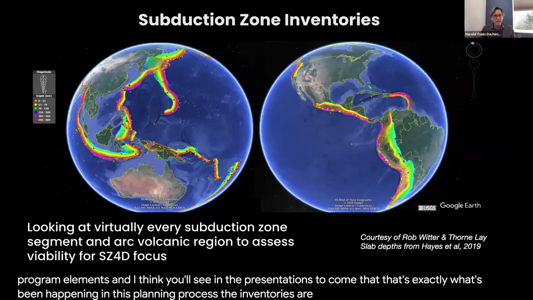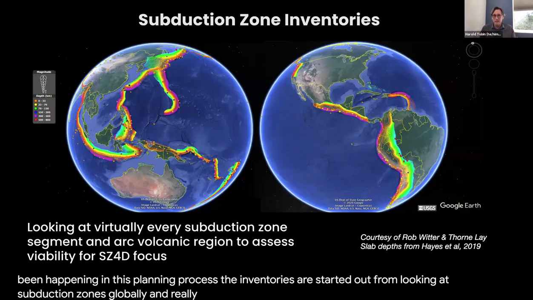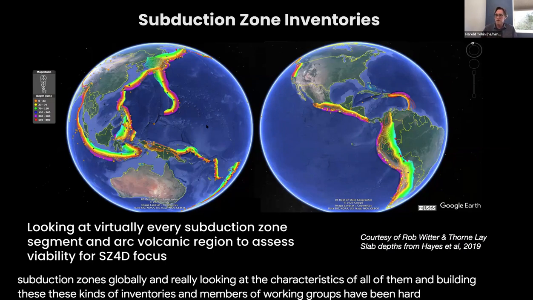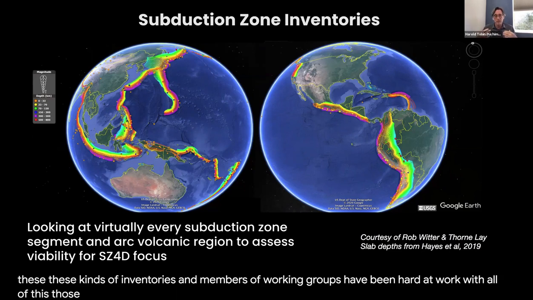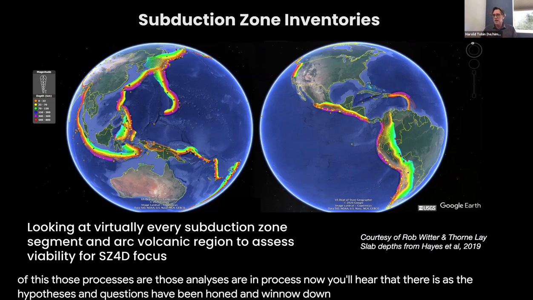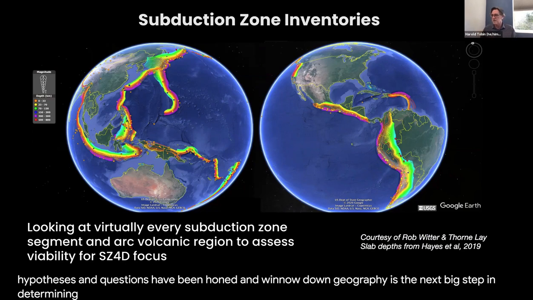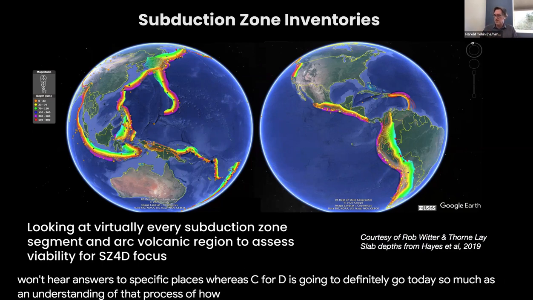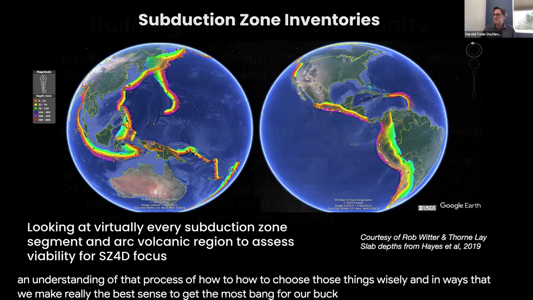The inventories started out from looking at subduction zones globally and really looking at the characteristics of all of them and building these kinds of inventories. And members of the working groups have been hard at work with all of this. Those processes, those analyses are in process now. You'll hear that, as the hypotheses and questions have been honed and winnowed down, geography is the next big step in determining where these things might most fruitfully take place in a potential program. You won't hear answers to specific places where SZ4D is going to definitely go today, so much as an understanding of that process of how to choose those things wisely and in ways that would make the best sense to get the most bang for our buck, so to speak.